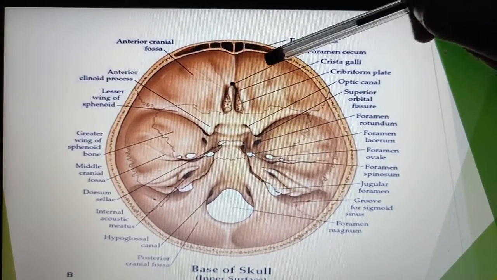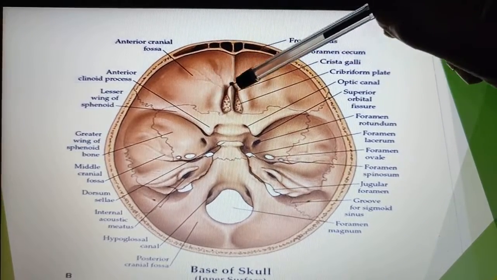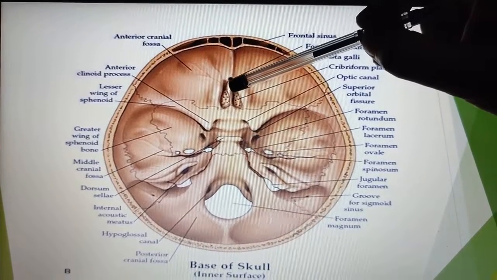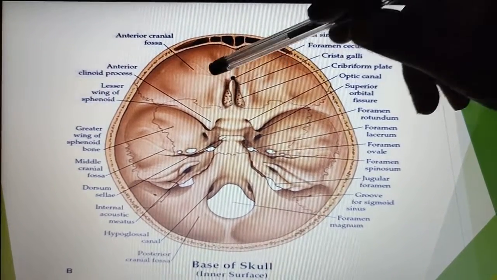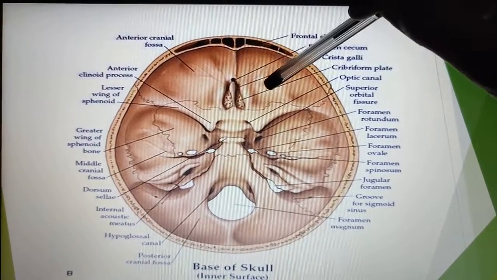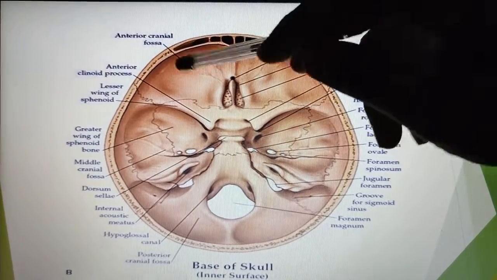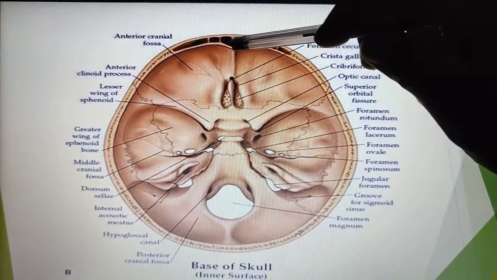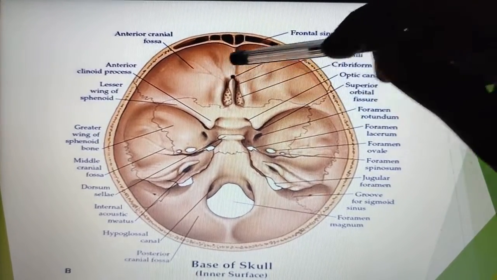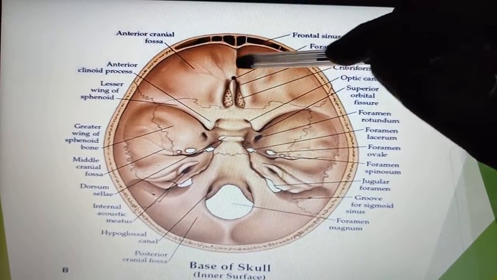Then on each side we can see the roof of the orbit. In the midline we can see the roof of the nasal cavity. How is the roof of the orbit formed? It is formed by the orbital plate of the frontal bone. Posteriorly we can see the lesser wing of the sphenoid. Anteriorly on each side it is limited by the frontal bone.